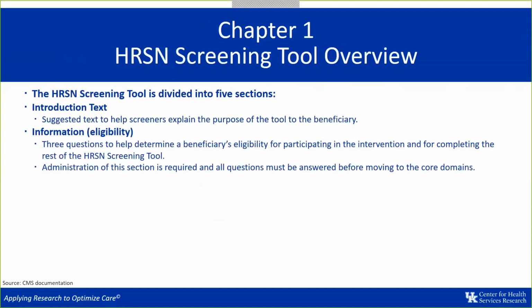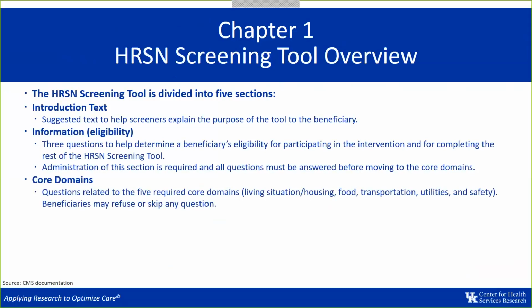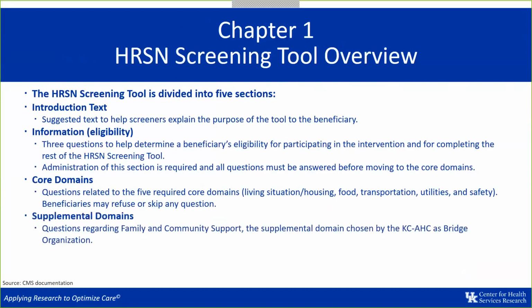the core domains. Now, the third section are those core domains. These are questions related to the 5 core health-related social needs, which are living situation, also called housing, food, transportation, utilities, and safety, also called interpersonal violence. Beneficiaries may refuse or skip any question. The fourth section is the supplemental domain. These are questions regarding family and community support, which is the supplemental domain chosen by the KC-AHC as the bridge organization.